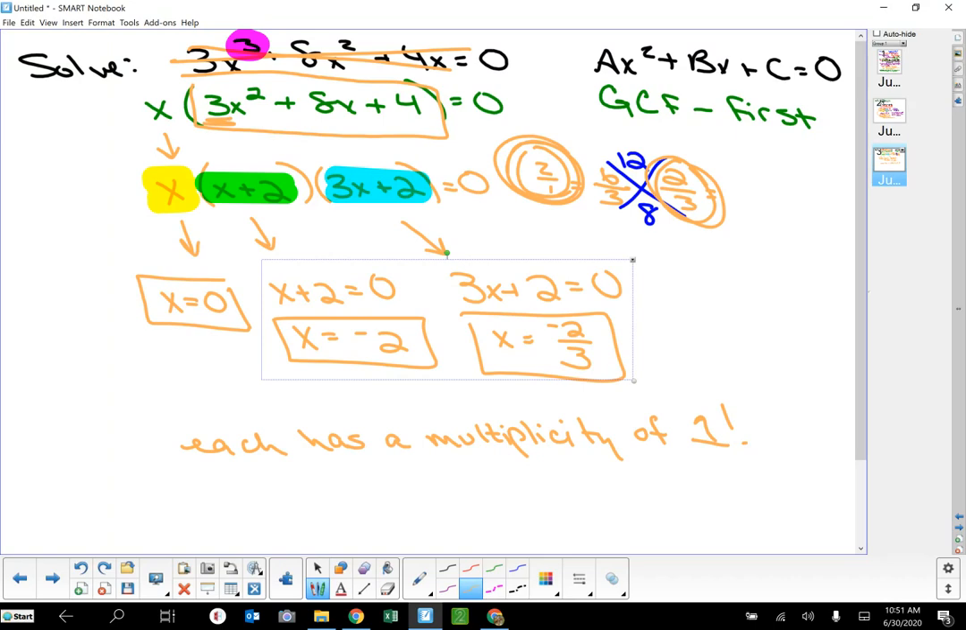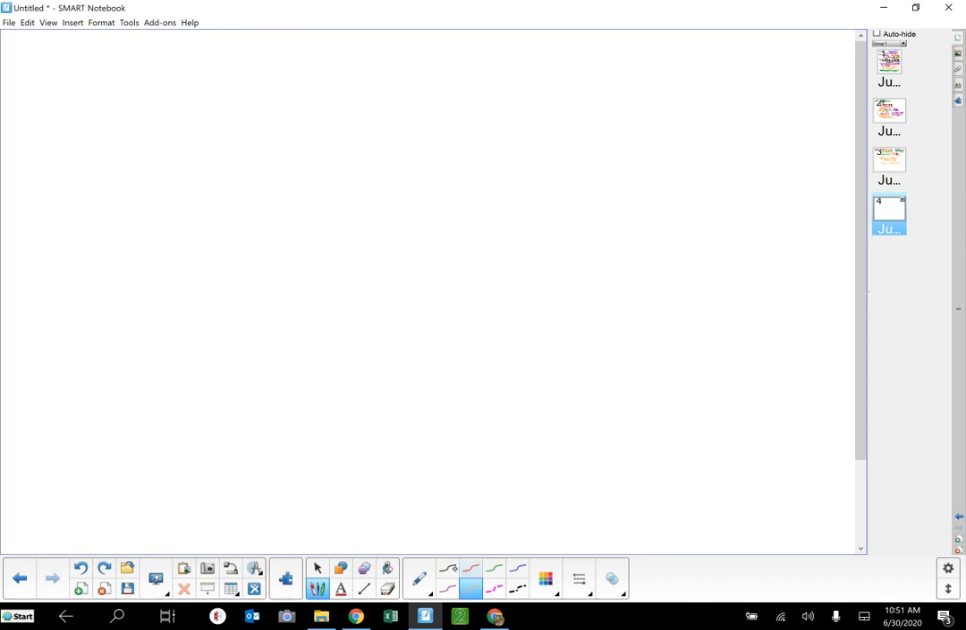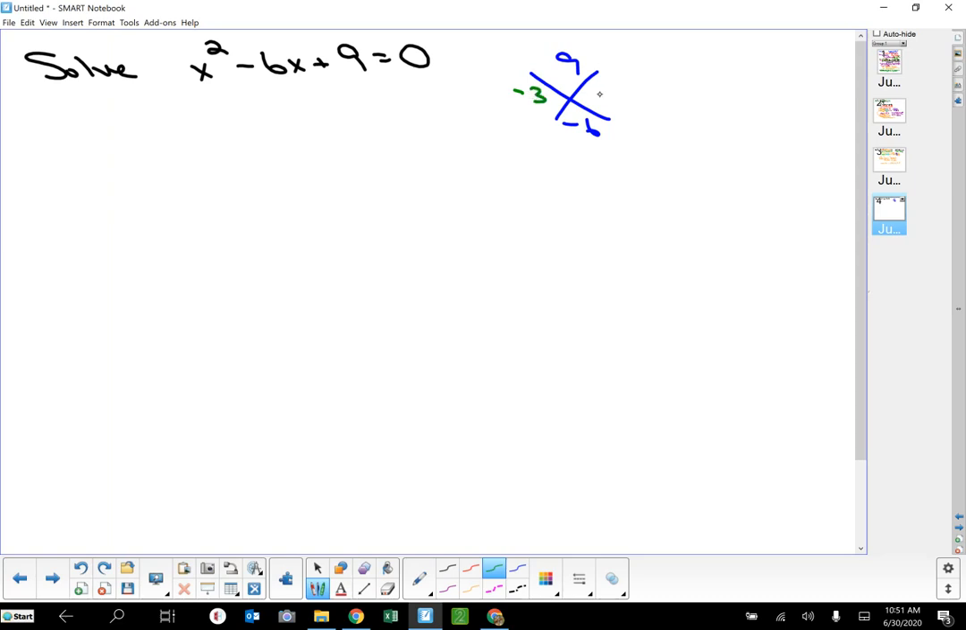Okay, let's see a problem where you don't have a multiplicity of 1. So we're going to solve x squared minus 6x plus 9 equals 0. It's already set equal to 0. We're just going to do our x method here. So we have a 9 and a minus 6. Well, that becomes a negative 3 and a negative 3. We divide by 1, divide by 1. So we have x minus 3 and x minus 3 equals 0.